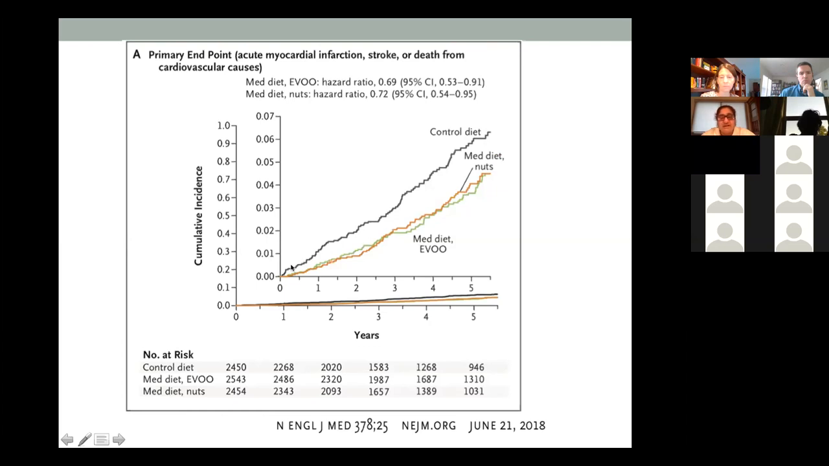And as you can see, fairly soon, there's a separation in the risk of these events. And in both of them, there is a significant reduction in hazard ratio of about 30% in these events. And if you go out beyond 5 years, you get the sense that that separation is actually widening. So if you go out 10 years, there might even be a significant widening of that risk reduction. So this is where the guidance comes from for the use of nuts and Mediterranean diet, basically.